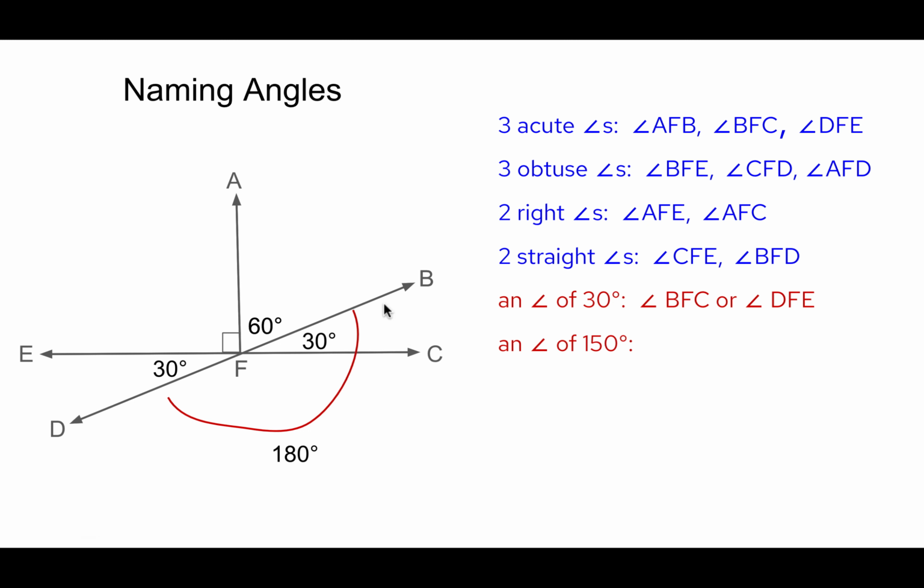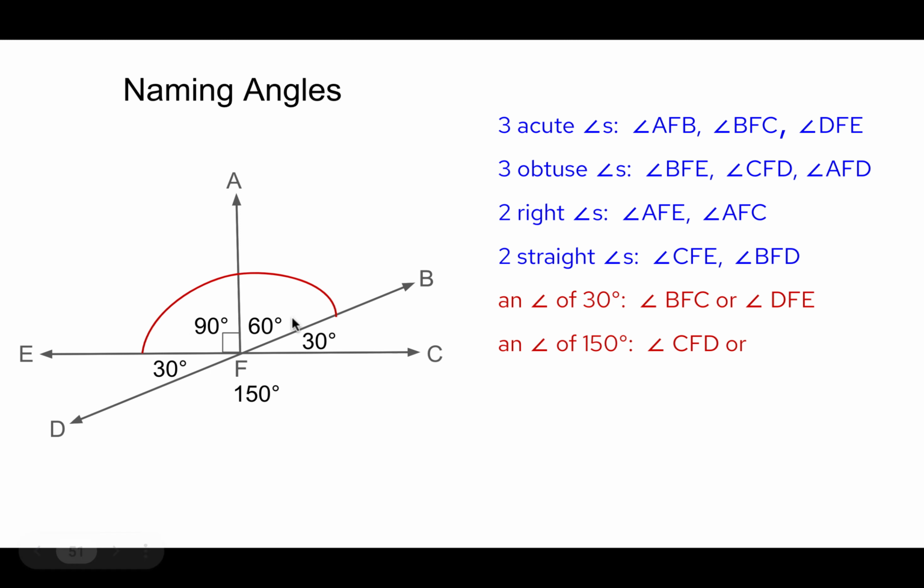Now if I'm looking for one that's 150 degrees, I know that angle BFD is 180 degrees. We found that up here with our straight angles. And 180 degrees minus 30 degrees is 150 degrees. So we could say that it is angle CFD or DFC.